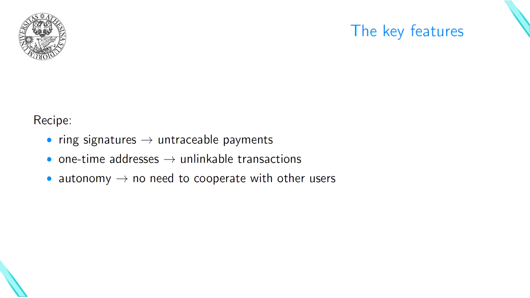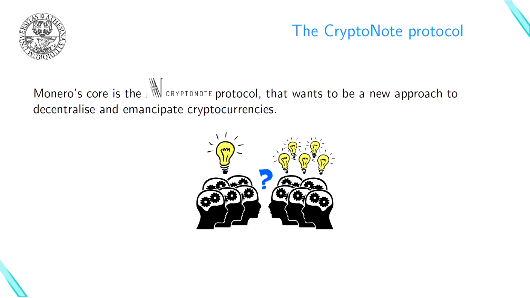And even if you use the keys of other users in the ring signature protocol, you do not need to cooperate with them. Hence, each participant produces covering traffic independently. Monero's core is the CryptoNote protocol that wants to be a new approach to decentralize and emancipate cryptocurrencies. CryptoNote is a technology that allows the creation of completely anonymous egalitarian cryptocurrencies with untraceable payments, unlinkable transactions, double spending proof, blockchain analysis resistance, and egalitarian proof of work.